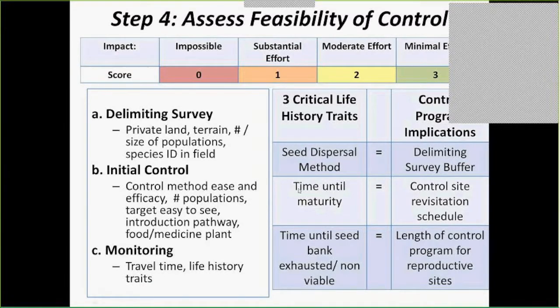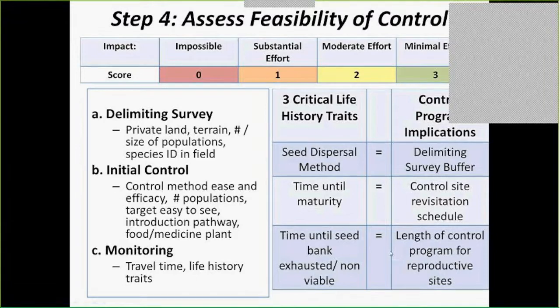Time until maturity, well, that determines your control site revisitation schedule. Because obviously we want to go back in time to catch it before it starts seeding again, because then it resets our whole timeline to eradication. But we don't want to go back so often that it's taking away resources from other targets that we could allocate those resources to.